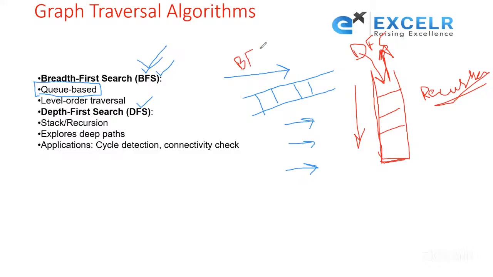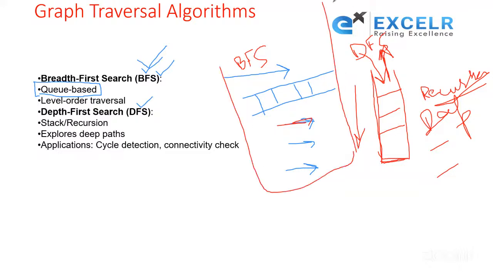So in this, we are exploring what? We are exploring D paths. Here we are exploring level by level. So the application in this is cycle connectivity check, cycle checking, etc. So this is the difference between them. We'll be explaining both these algorithms, DFS and BFS, if we get the time.